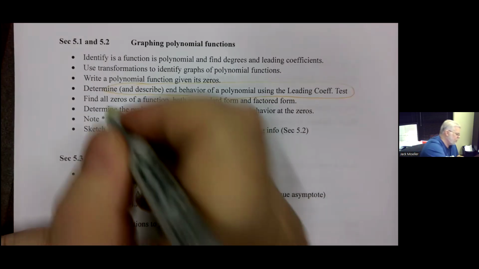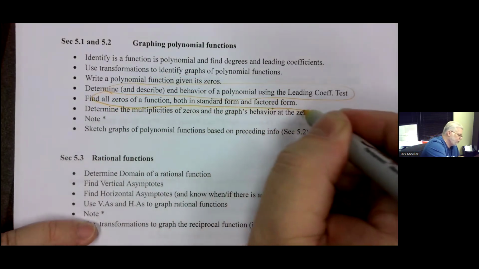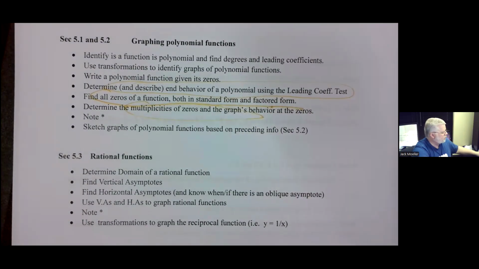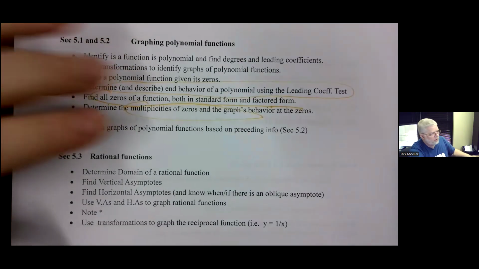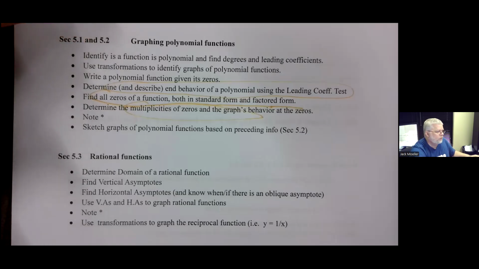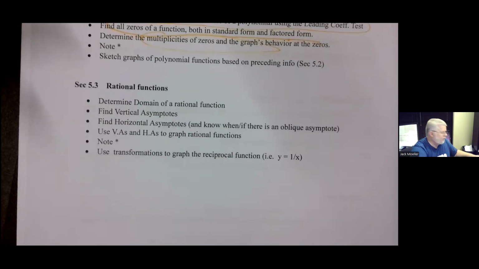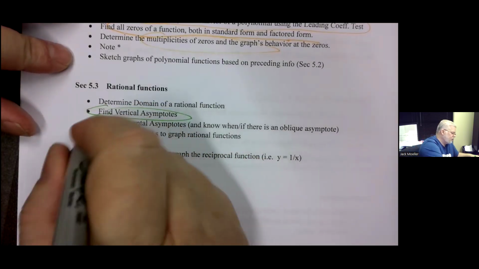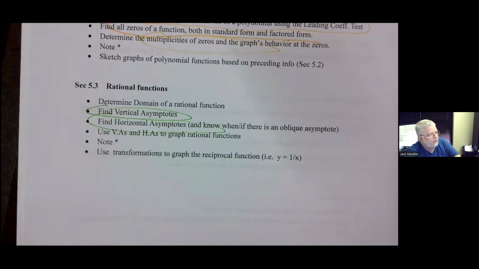And then the other half is being able to find all your zeros and their multiplicity. If the end behavior is what happens to the far left and far right of the graph, the zeros and the multiplicity are what happens in the middle of the graph. If you can't do those two things, then again, you're going to struggle with those problems. And for the rational functions, the core is: can you find the vertical asymptotes and the horizontal asymptotes, if they exist? Everything kind of focuses around those two parts of the graph.